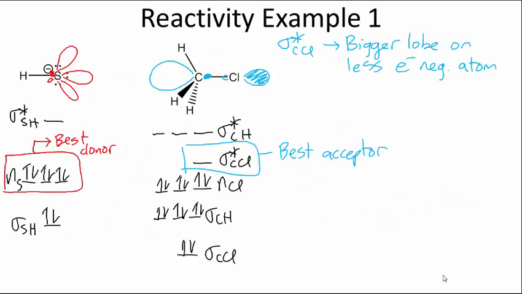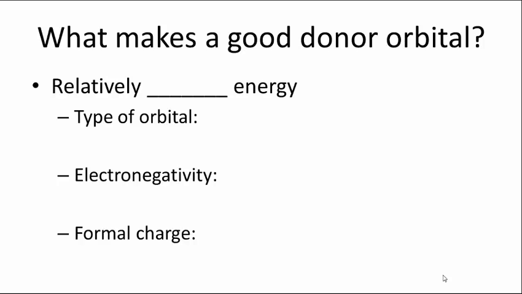So the donor orbital should be a filled orbital. So number one, to be a donor, you have to have electrons. If you don't have electrons, you can't donate electrons. So it must be a filled orbital. That's the first thing.